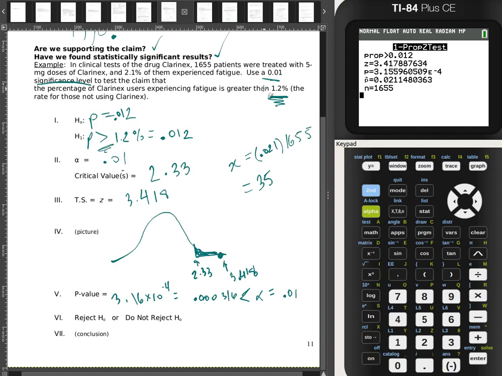People don't want to be fatigued by this medicine that they're taking in case they operate heavy machinery or something like that. They don't want to fall asleep driving the bulldozer. And we actually found a statistically significant result over here because we want to reject the null hypothesis. Do you see why? From a classical perspective, it's because our test statistic was in the critical region. From a p-value perspective, it's because the probability to get this test statistic was less than the level of significance.